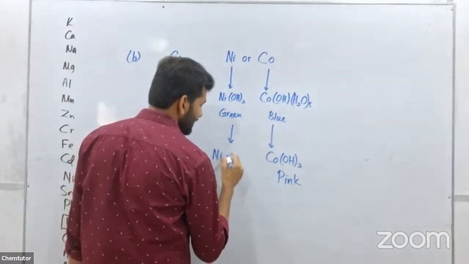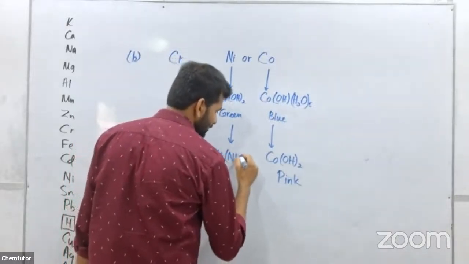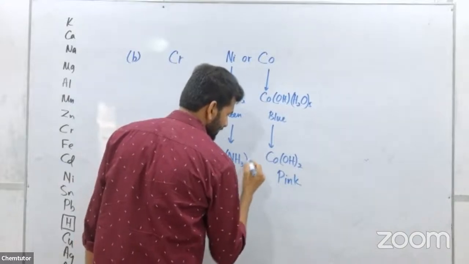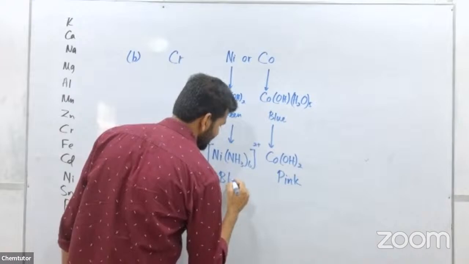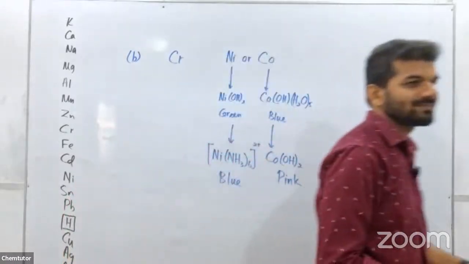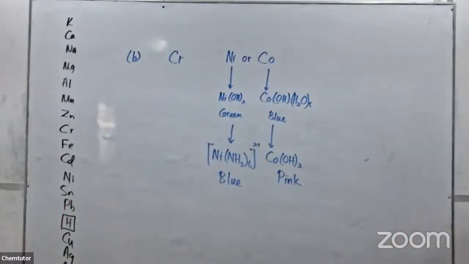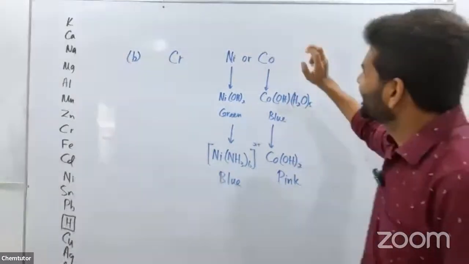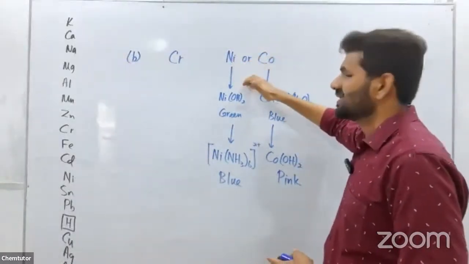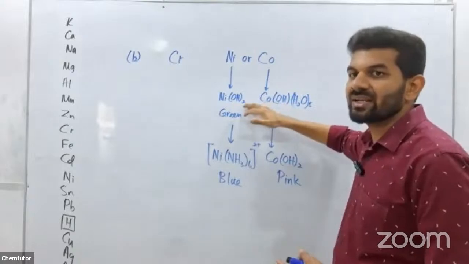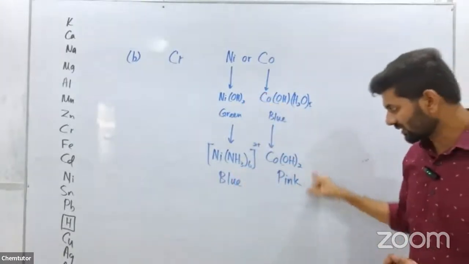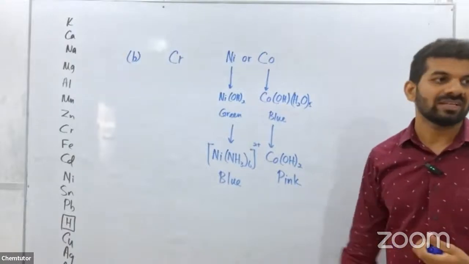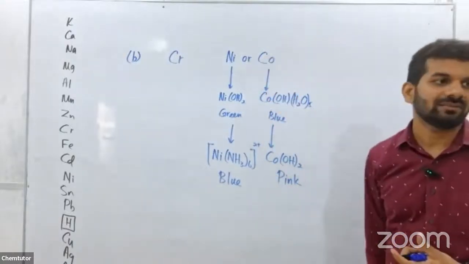it will dissolve in excess ammonia to give this complex. This is blue in color. So that means with a small amount of ammonia, it will give the hydroxide precipitate, and with excess ammonia, it gives the nickel ammonia complex. Cobalt does not, it gives only this. Therefore, it is confirmed that we have nickel.